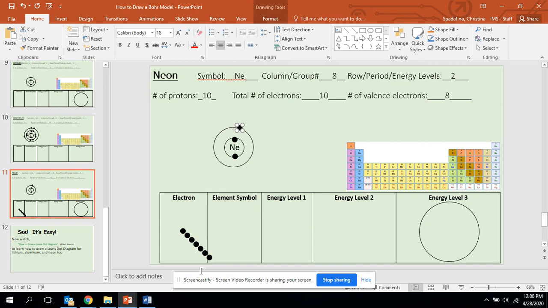We have 8 valence electrons. We had 8 left over. We have a full second shell, which means this is a very balanced element. It is noble. It does not mix with the other peasants in the periodic table.